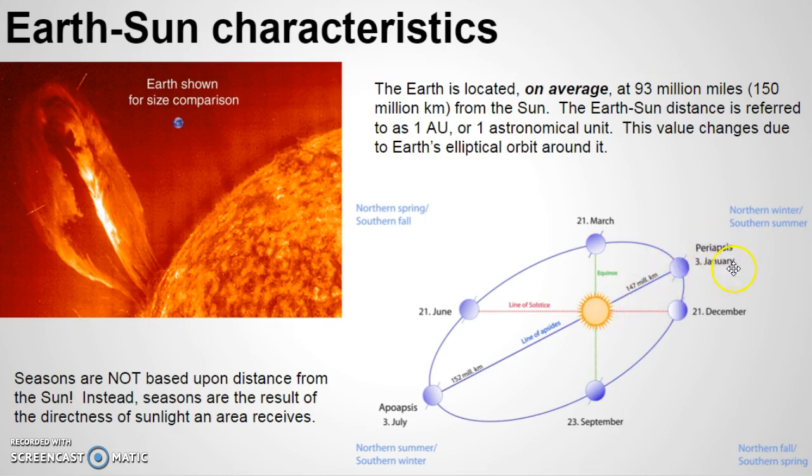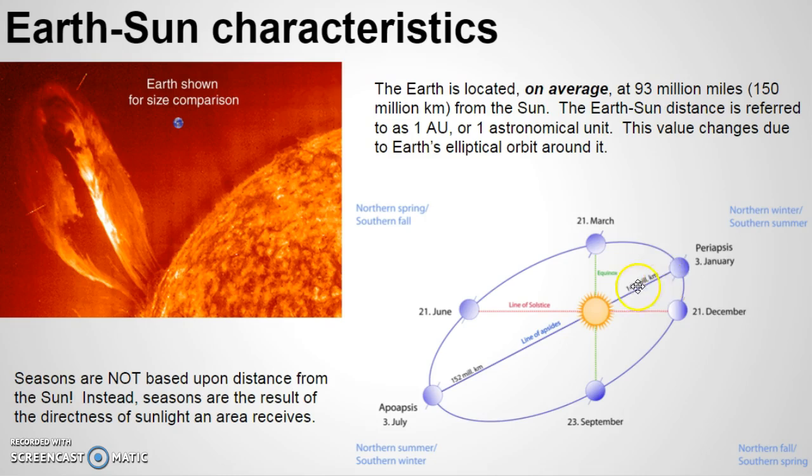In early January, January 3rd, it is the closest it's going to be. But ironically, the northern hemisphere is experiencing winter. So it's not a function of being closer to the Sun, it's a function of the directness of sunlight. Then notice where we have aphelion, or away, in this case called apoapsis. Once again, synonymous. This occurs in early July, July 3rd, though some places I've read say July 4th.